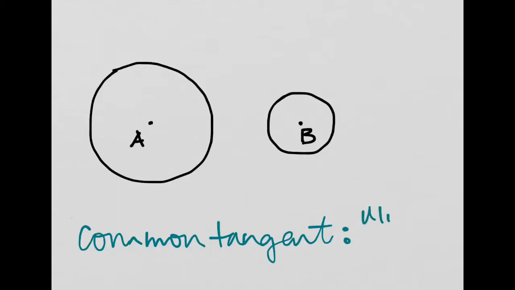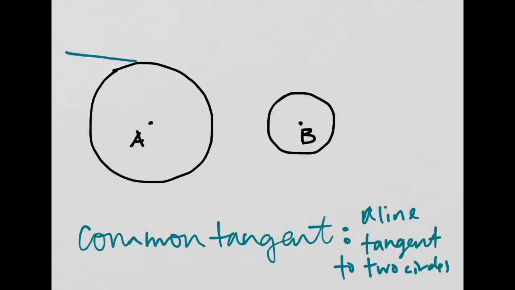So a line tangent to two circles. Okay, so let's draw. I know that looks terrible. Hopefully you can hear what I said and write it down. Okay, so it could look like this.